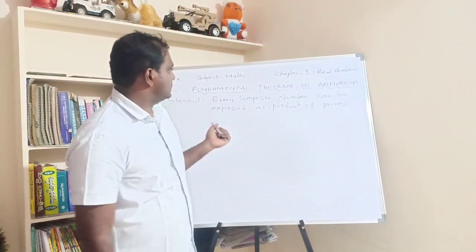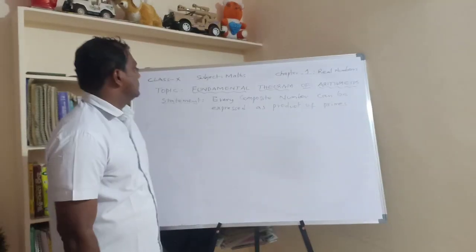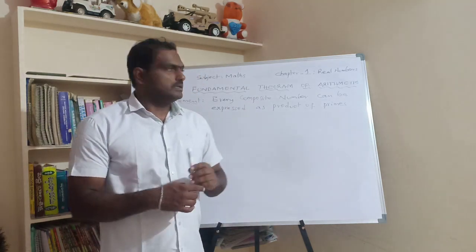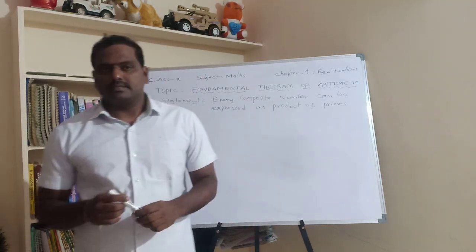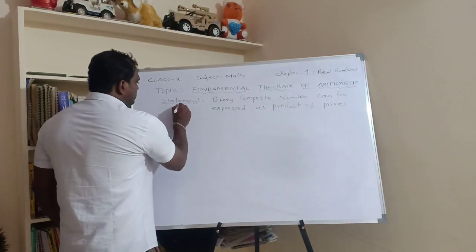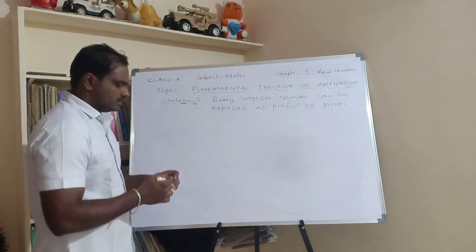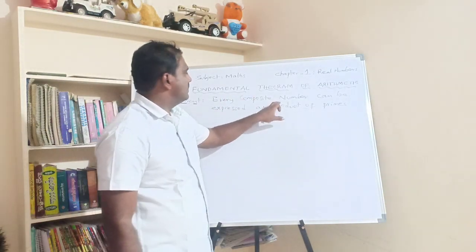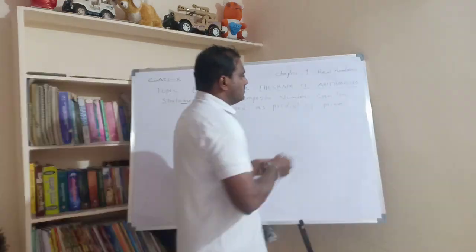In today's session we are going to discuss the topic: the fundamental theorem of arithmetic. This is page number 6 in your textbook. Let us know what this statement is and what we have to do. The statement is: every composite number can be expressed as a product of primes.